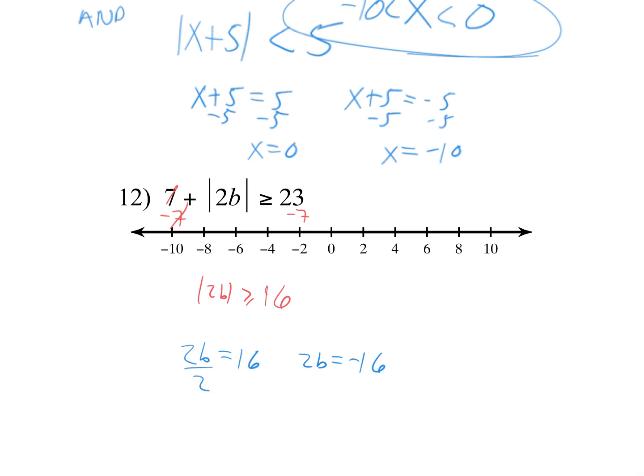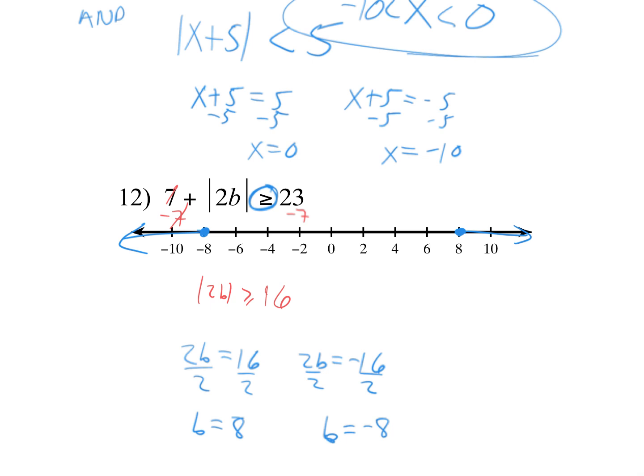Divide everything by 2. We get one of our points is b equals 8. Divide everything by 2 over here. We get another one is b equals negative 8. So find negative 8 and 8. Because it is with equality, we're going to have closed circles. And this is greater than, greater or than. So it's going to go in either direction.